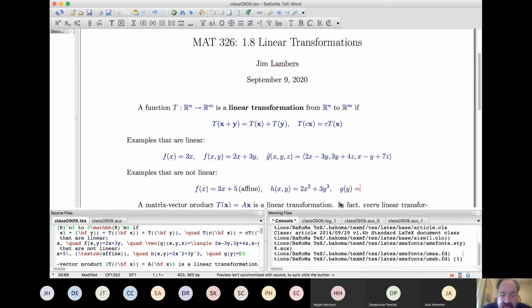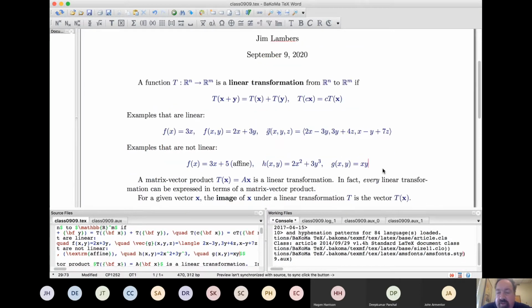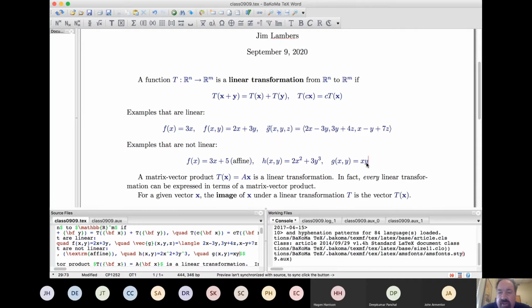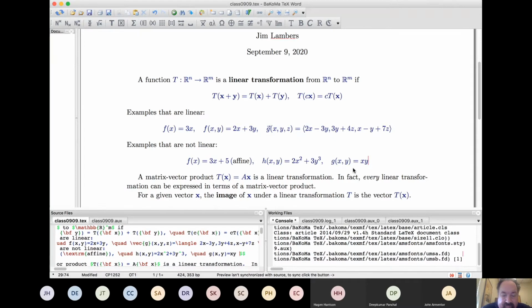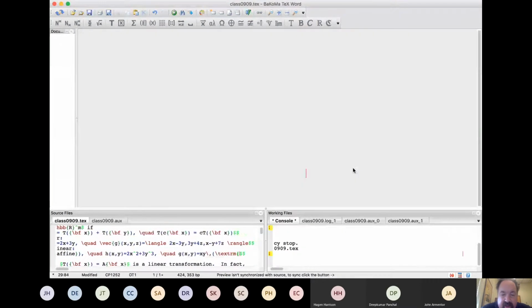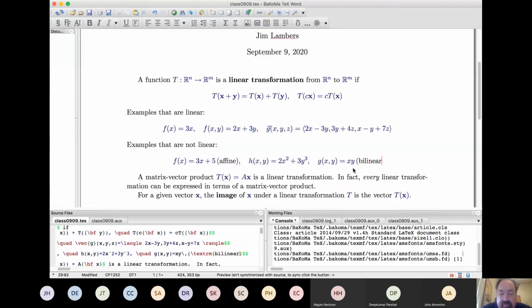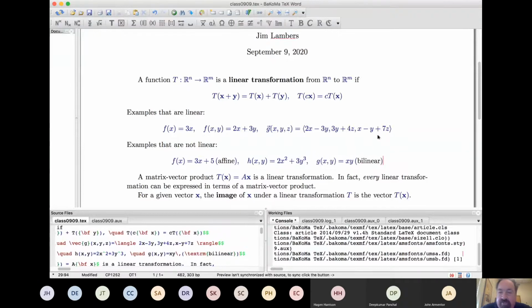Okay, I want 2 variables in this one. So this one, the power of x and power of y are both 1, but they're multiplied together. That makes it nonlinear. Now, because there are 2 variables, there is a term for this. It's bilinear, because it's a linear function of just x or a linear function of just y, but not a linear function of both.